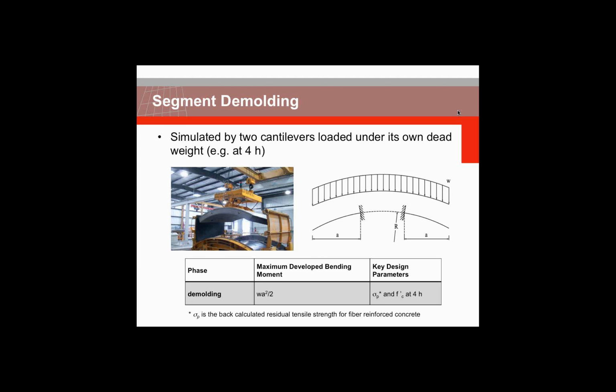Segments are lifted in early hours, for example, 3 to 4 hours after casting, with mechanical devices, or as you can see in the picture, usually using vacuum lifters in the plant. This load case is represented by 2 cantilevers, each loaded under its own dead weight. You can see in the schematics on the right side that cantilevers are used for this simulation. As you can see in the table, the maximum developed bending moment is a function of weight and free length of the segment. Of course, the key design parameters will be 4 hours compressive strength and residual tensile stress, which is also referred to as sigma P at 4 hours.